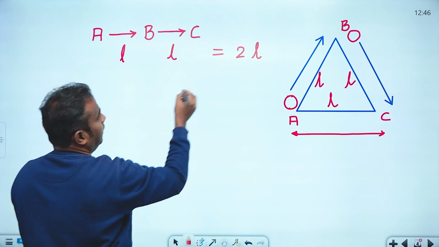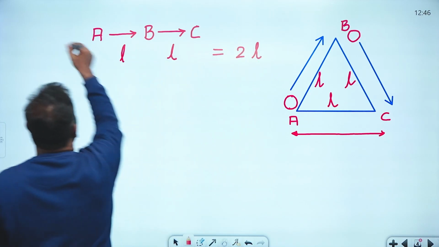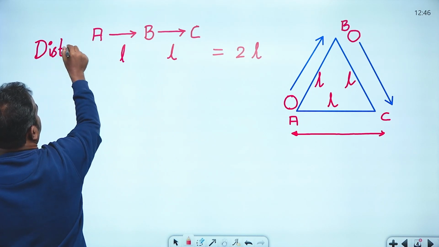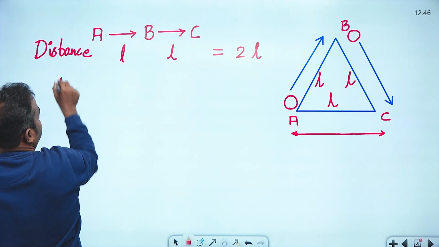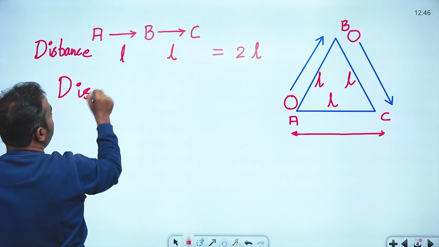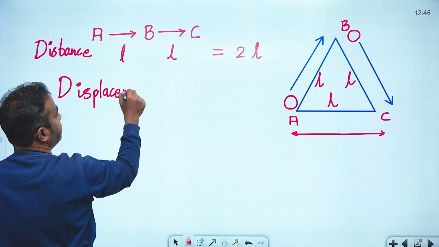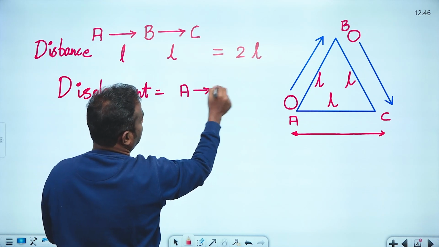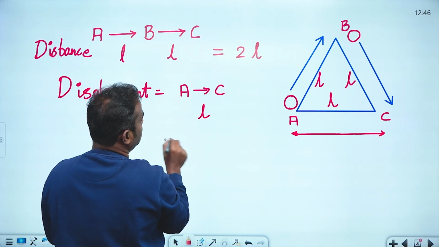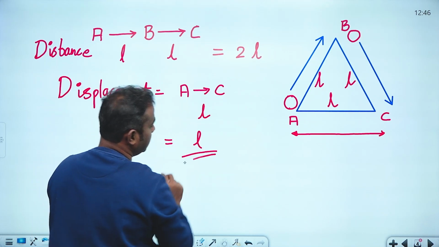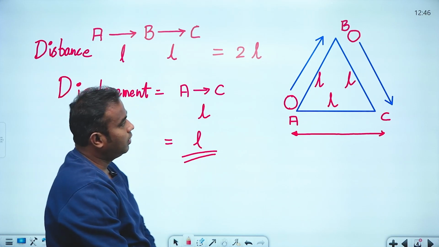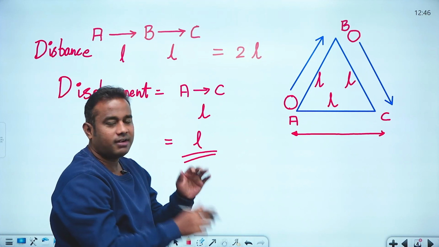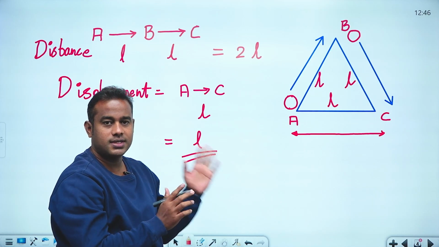Then, if this becomes the distance, then the displacement becomes A to C. So A to C is L. So the value is L itself, nothing more. So that's the way we calculate the displacement. So have a simple understanding between the distance and displacement here.